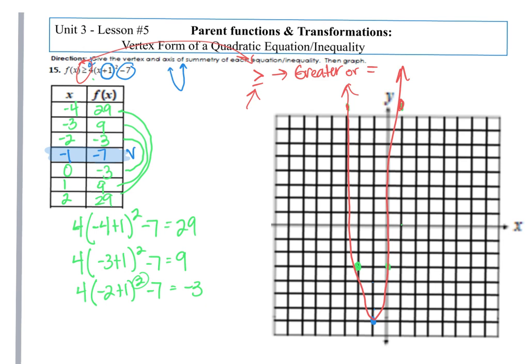And now my second thing, so we had a solid line. Where's our shading? Above or below? Greater. Numbers are getting bigger. That means numbers that are going up. So we're shading above the vertex. So here's my vertex. Above is everything inside of it.